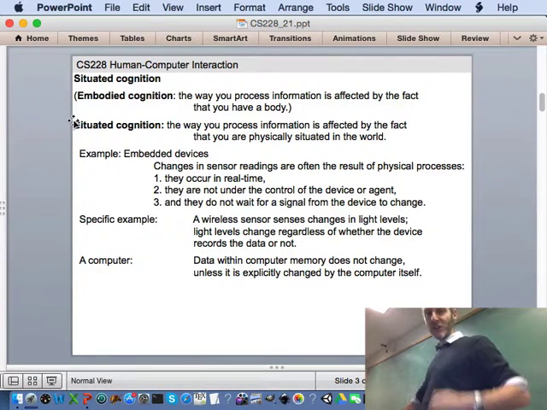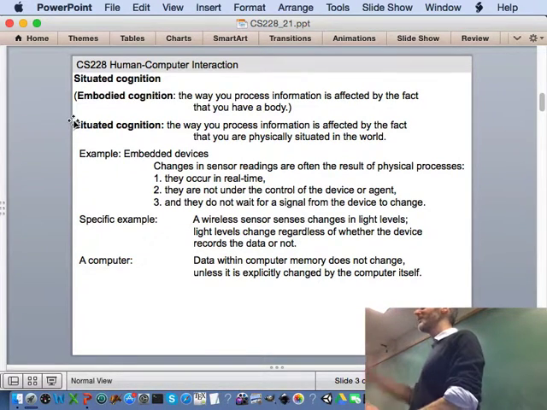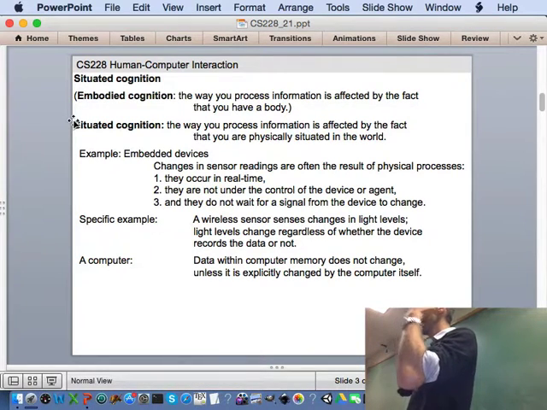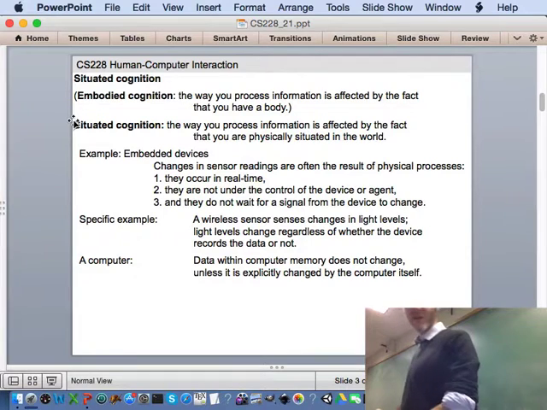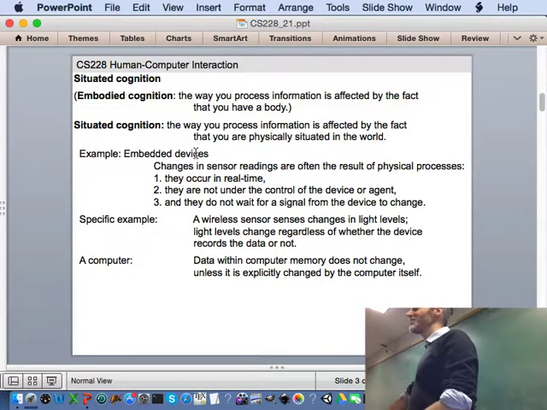Now let's talk about situated cognition. Situated cognition is, again, this idea that cognition is influenced not just by the fact that you have a body with which you can push against the world, but that you have sensors and you can observe the repercussions of that action. Right? The way you process information is affected by the fact that you're physically situated in the world. You're sensing the world in real time. So an embedded device is situated but non-embodied. Right? So the intelligent light sensors in the data center are detecting movement or noise, and that's just happening. They can't move or affect the world.